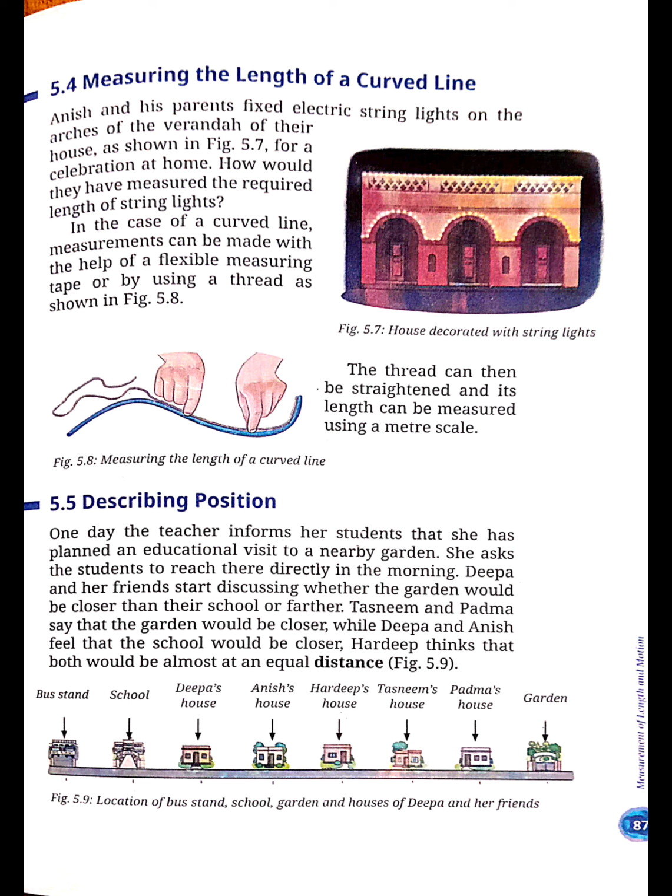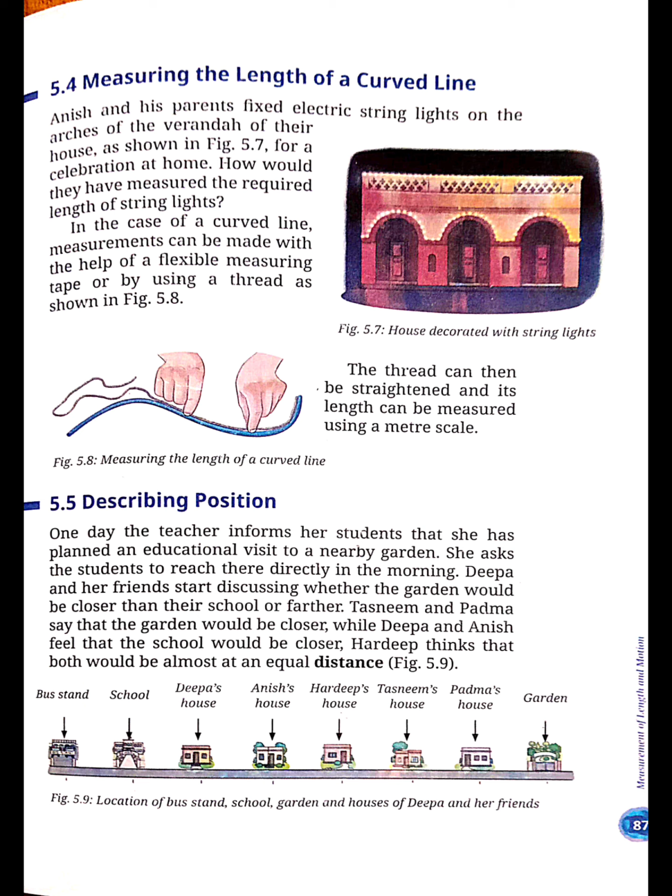5.5 Describing position. One day, the teacher informs her students that she has planned an educational visit to a nearby garden. She asks the students to reach there directly in the morning. Deepa and her friends start discussing whether the garden would be closer than their school or farther. Tasneem and Padma say that the garden would be closer, while Deepa and Anish feel that the school would be closer. Hardeep thinks that both would be almost at an equal distance.